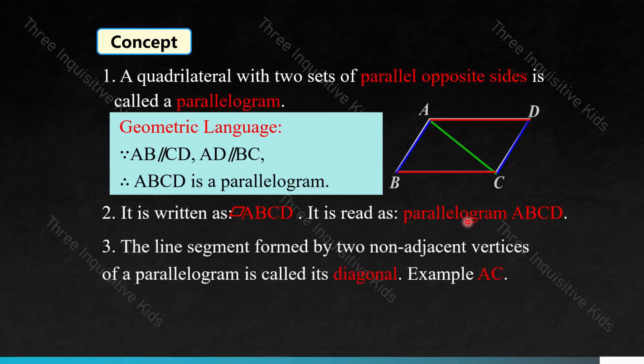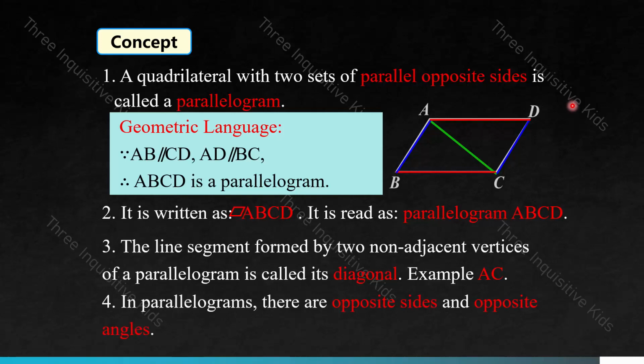The line segment formed by two non-adjacent vertices of a parallelogram is called its diagonal. For example, AC. Another example of a diagonal would be if we connected the two points B and D. In parallelograms, there are opposite sides and opposite angles. Angles A and C would be opposite angles, and opposite sides would be AD and BC.